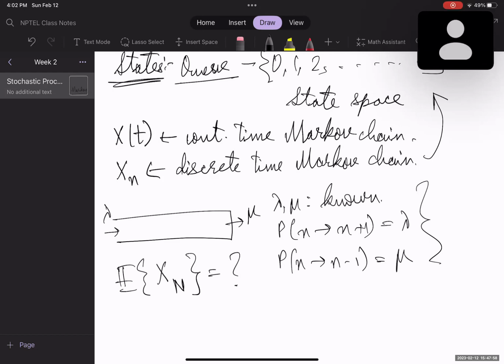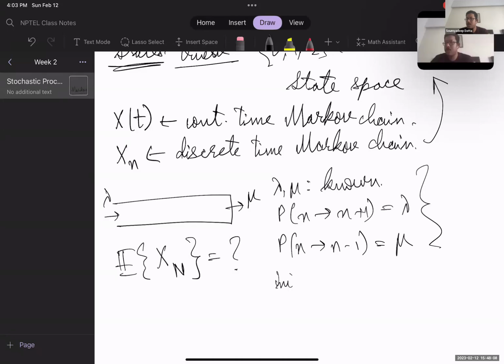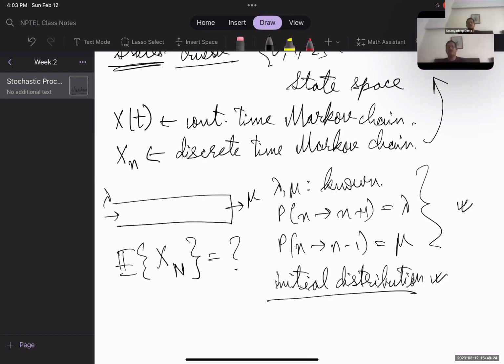I think we can predict using the initial distribution and transition probability matrix. Exactly right. So the initial distribution, or the initial state, is needed. This is missing. This hasn't been provided. So you will need both the initial distribution and the transition probabilities to predict it.